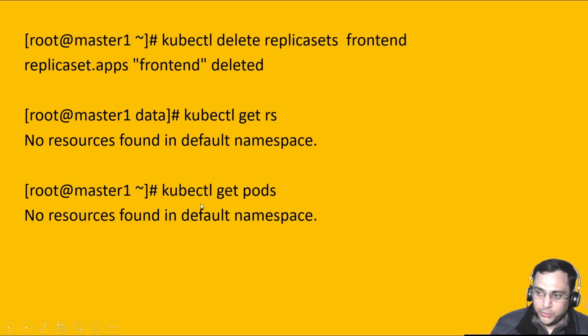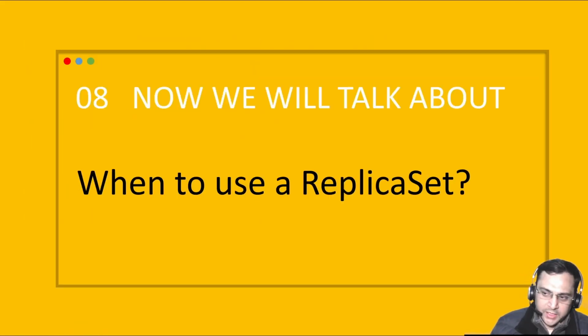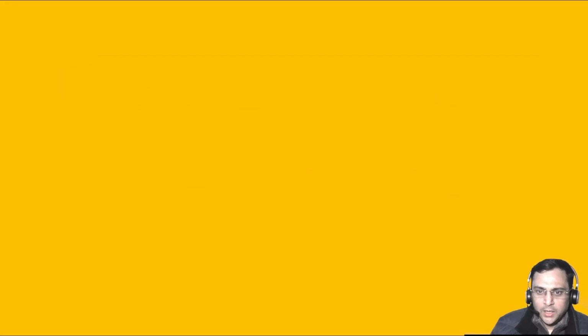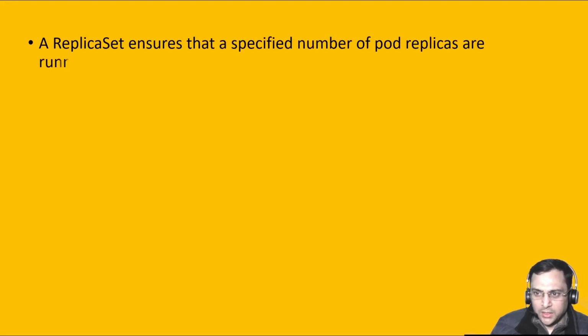We can also execute the command kubectl get pod to see if any pods are running which are managed and controlled by this replica set. Next topic is when to use a replica set. A replica set ensures that a specific number of pod replicas are running at any given time. Update to pod or upgrade to container is not possible.